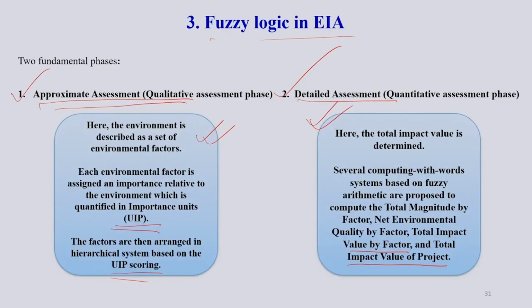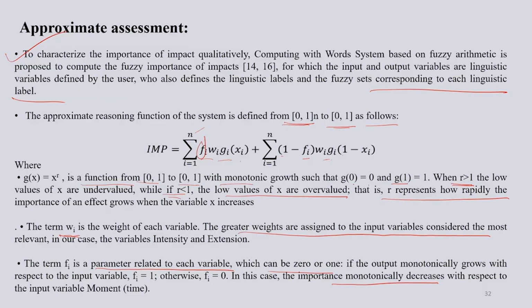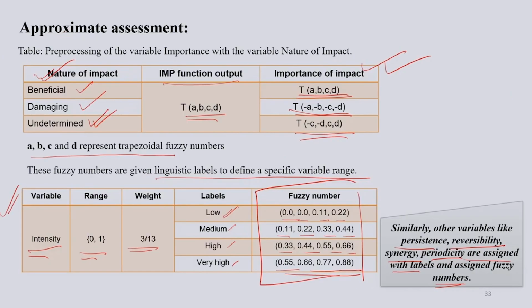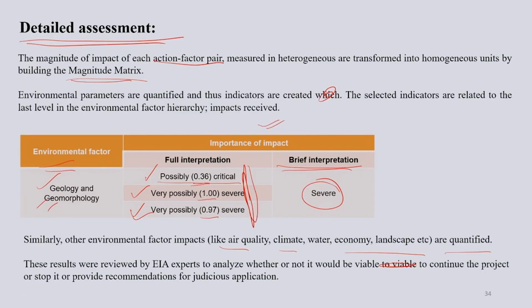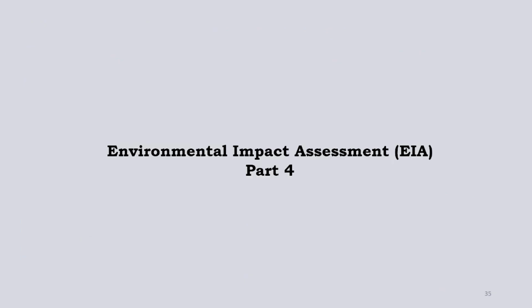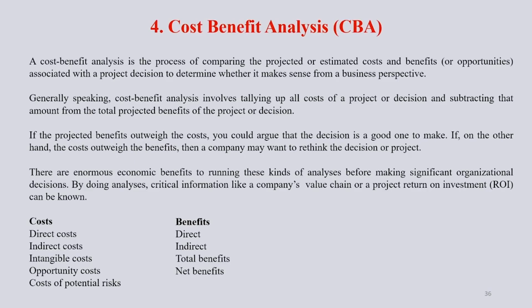Today we will discuss, following the previous EIA method that we discussed, that was fuzzy logic. If you may recall, we discussed in detail about fuzzy logic in EIA and its different methodologies and assessment procedures, how we actually can assess through fuzzy logic. Today we will discuss another method, method number 4, which is cost benefit analysis, or we call it CBA.